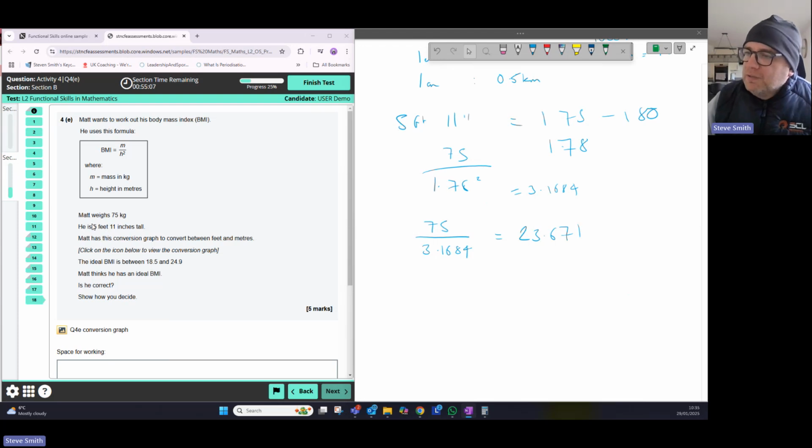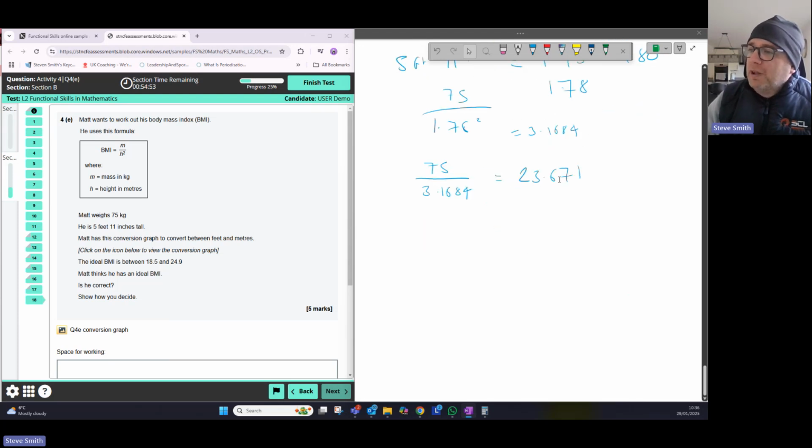His height is 5'11", yes, we change it to meters. The ideal BMI is between 18.5 and 24.9. He thinks his is ideal. Is he correct? Yeah, because that falls within the 18 and the 24.